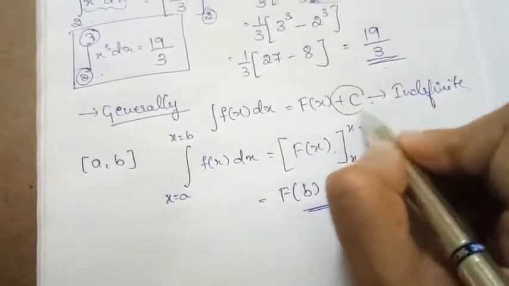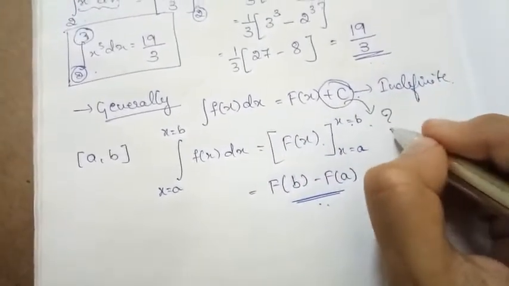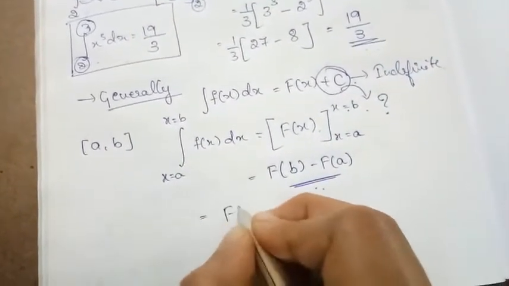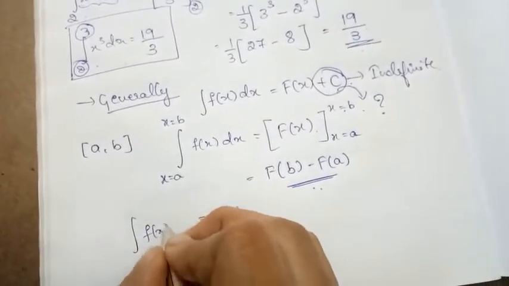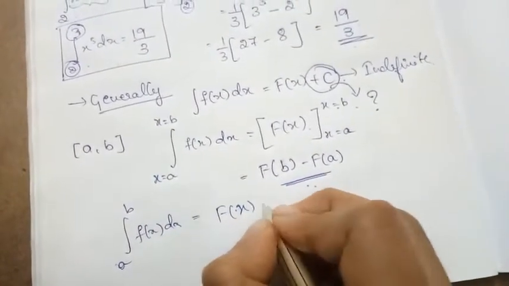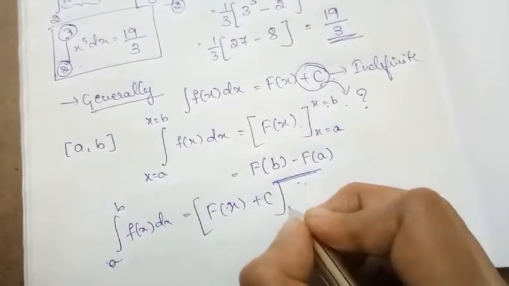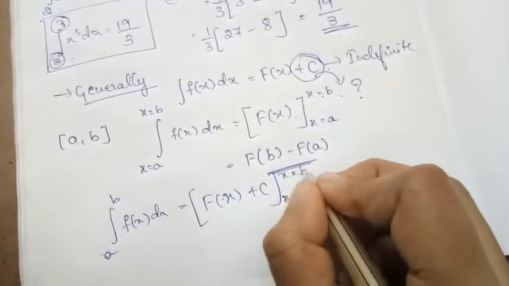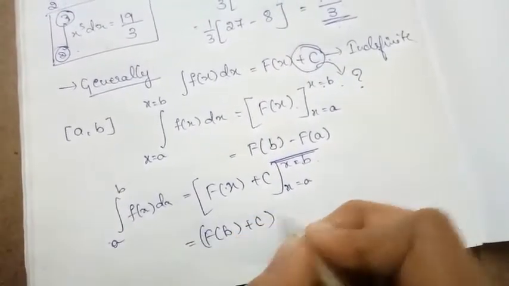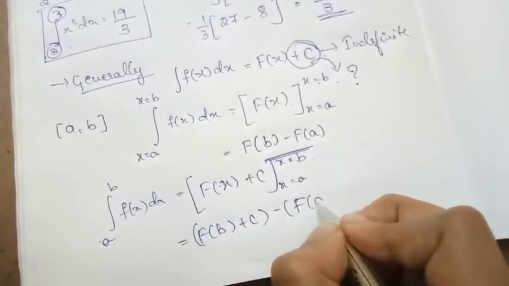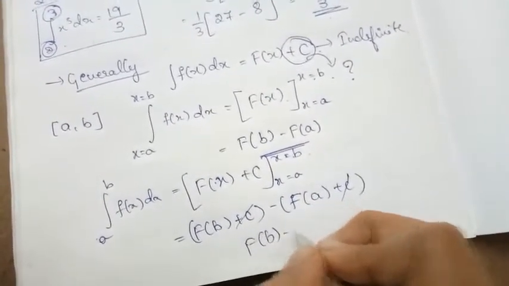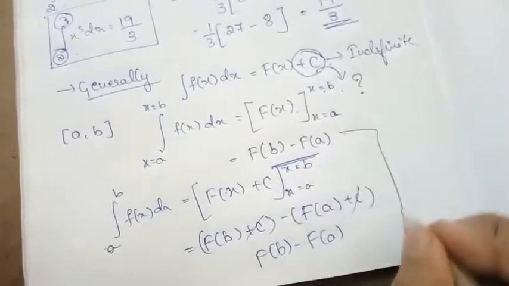You might think, where has the integration constant gone? It didn't go anywhere. The integration of f(x) dx from x = a to b is F(x) plus c. Suppose you write F(x) plus c from x = a to x = b, then it goes F(b) plus c minus F(a) plus c. Plus c minus c cancels, and we get F(b) minus F(a) itself. So we get the same value.